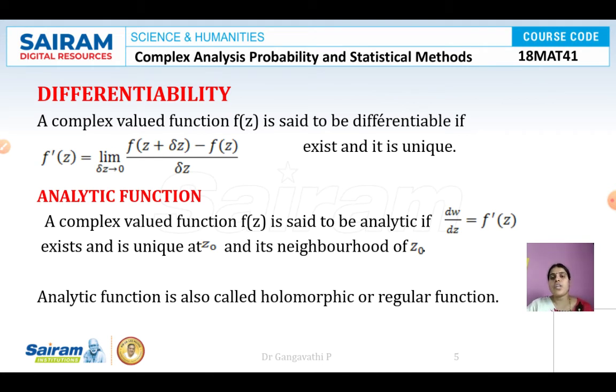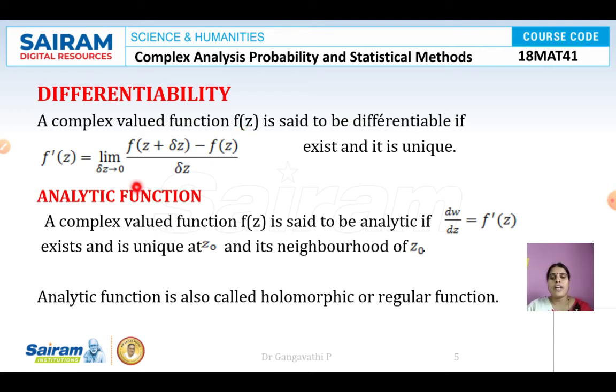Now, differentiability. Let us see some of the terminologies we use while working this out. The main topic in this module is differentiability. A complex valued function f of z is said to be differentiable if this limit exists: f dash of z is equal to the limit as delta z tends to 0 of f of z plus delta z minus f of z, by delta z, and it must be a unique value. In such a case only do we say the function f of z is differentiable.